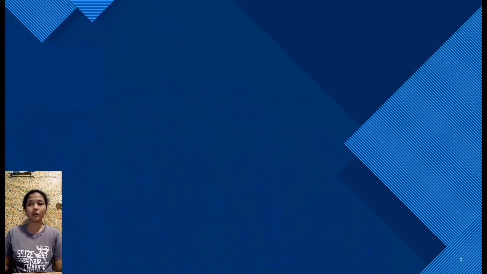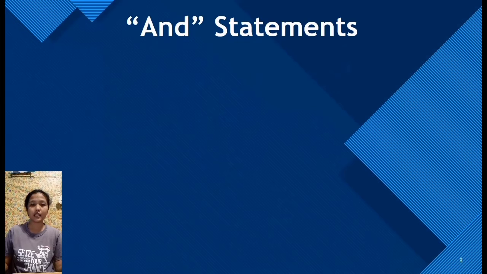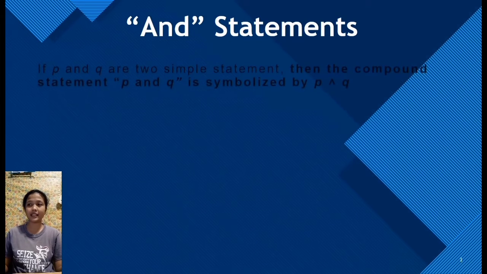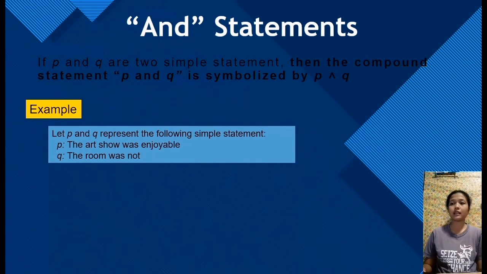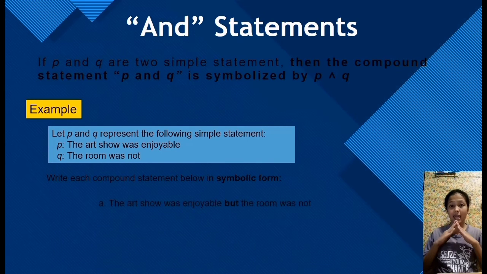Now we will discuss the symbolic forms one by one. First is the and statement. If P and Q are two simple statements, then the compound statement P and Q is symbolized by P wedge Q. For example, P represents the art show was enjoyable, and Q represents the room was not. Then how are we going to write it in a symbolic form?